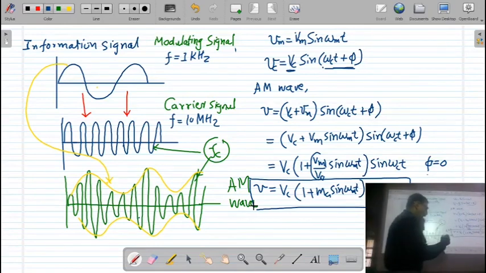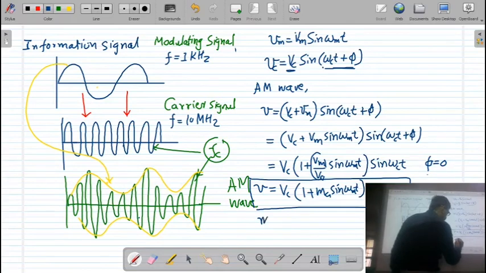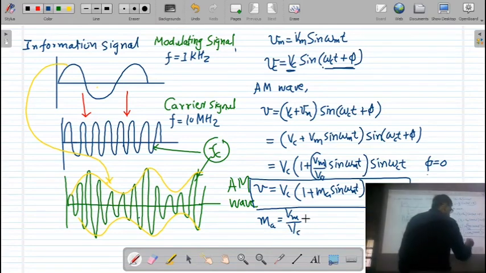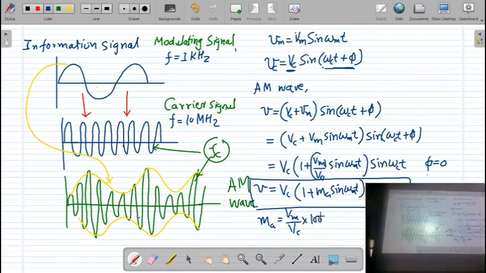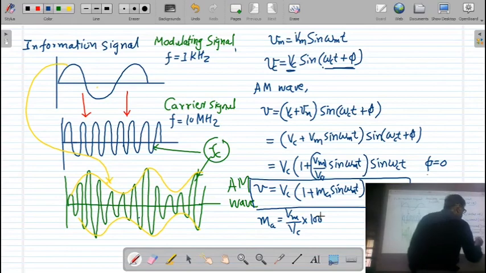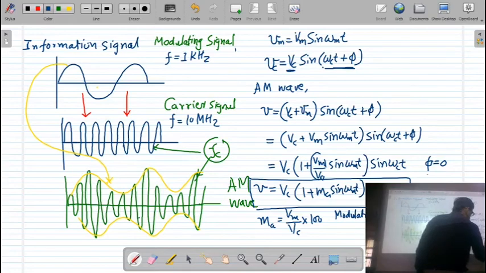Here we have defined Ma, and Ma is the ratio of the amplitude of the modulating wave to the amplitude of the carrier wave. Normally this modulation index is measured in percentage, so we multiply by 100. Sometimes it is also known as the modulation depth. Remember, it is called modulation index or modulation depth.